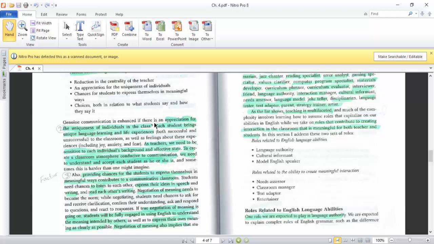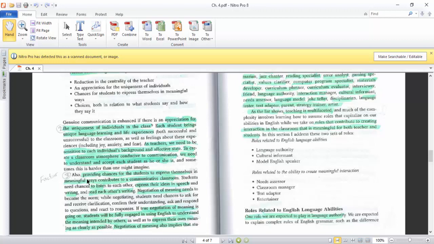The first one is appreciation for the uniqueness of the individual in the classroom. Each student brings unique language learning and life experience. As teachers, we need to be sensitive to each individual's background and affective state to create a classroom atmosphere conducive to communication. We need to understand and accept each student as he or she is.